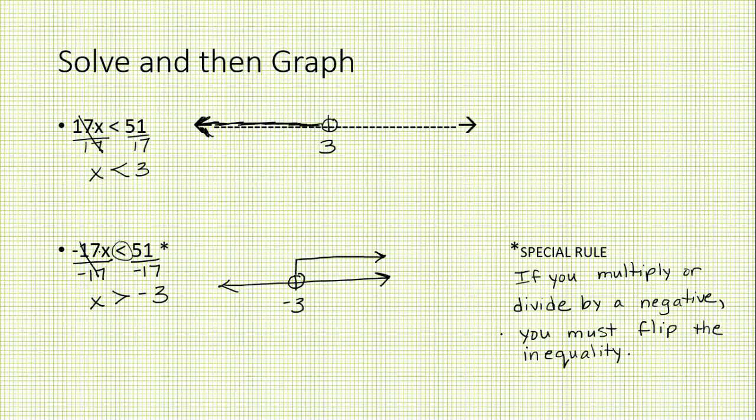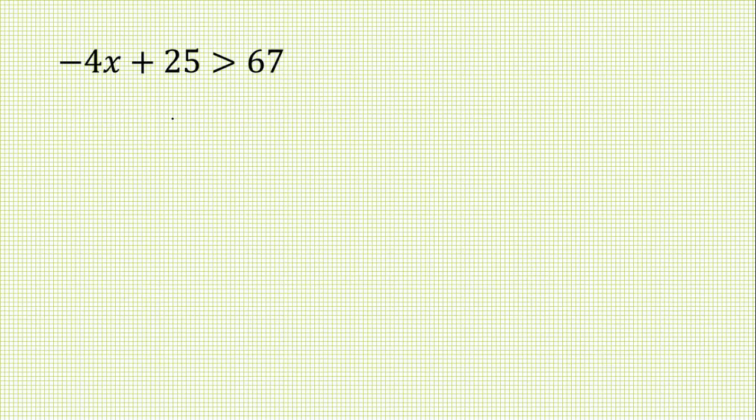So this rule is really important. This is the big difference between solving equalities and inequalities. If you multiply or divide by a negative, flip that inequality every time. Here's another example. Let's start solving it the way we would if that was an equal sign. We subtract 25 from both sides, right? I'm left with -4x greater than 42. Now to get x by itself, I need to divide by -4 on both sides.